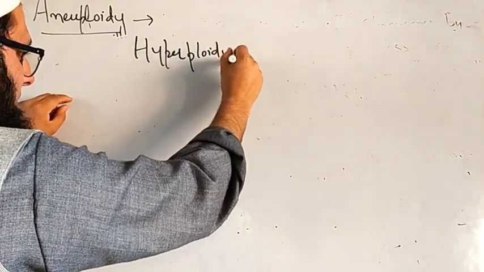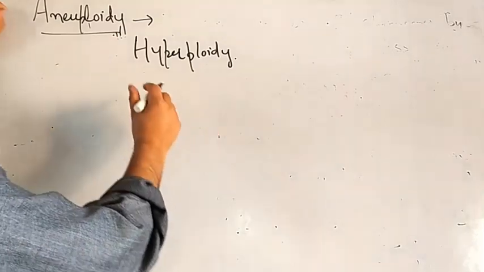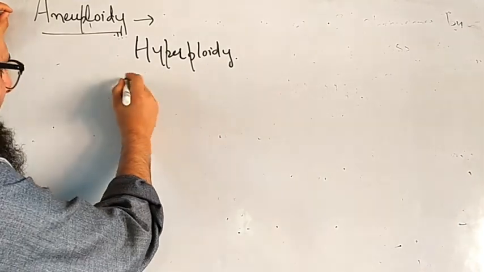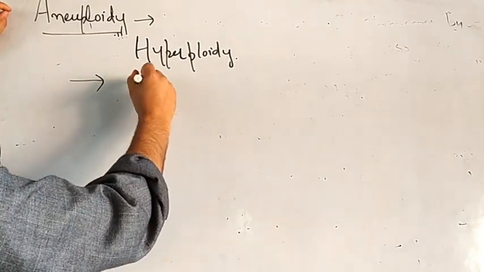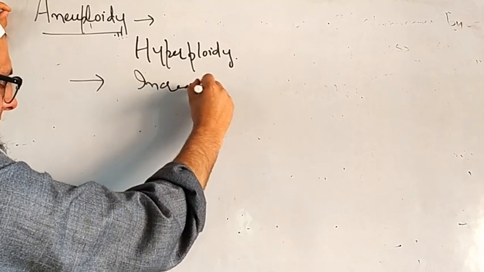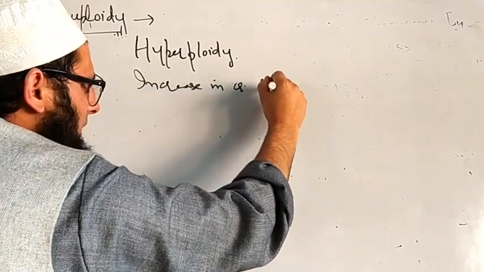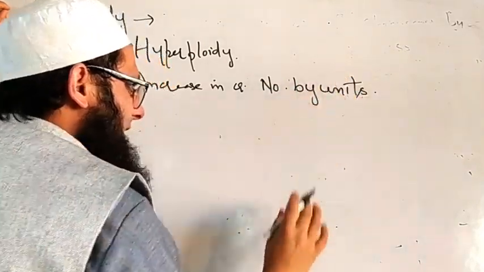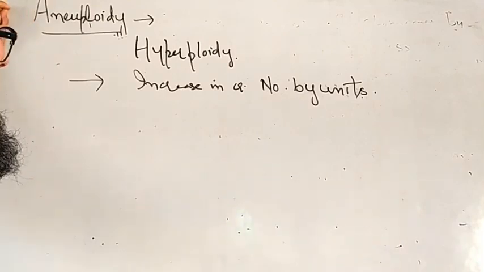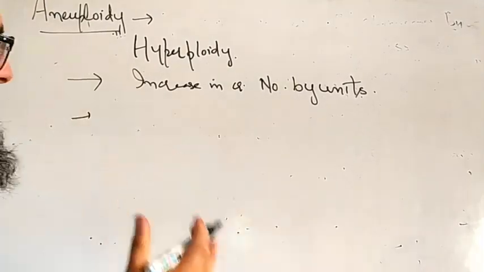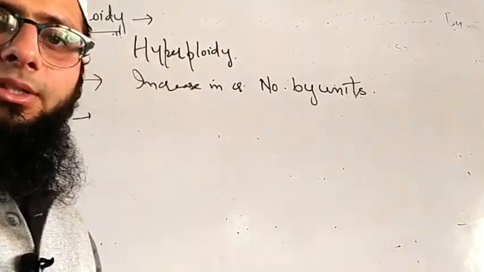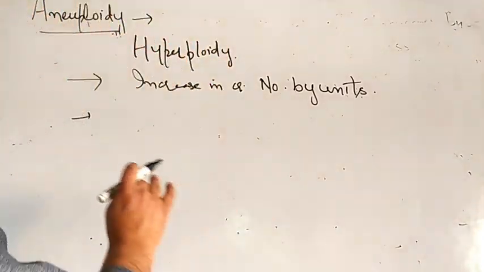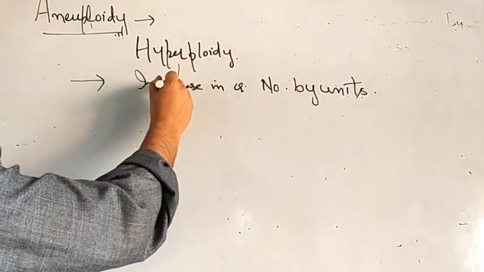Hyperploidy. So dear guys, in case of hyperploidy, the term itself indicates something has increased over here. So what increases? The chromosome number is increased. Increase in chromosome number by units, not the entire set, otherwise the condition will become polyploidy, right? So here we have got the addition of the chromosomes. Addition of the chromosomes is over there, but 1 or few chromosomes are added upon, not the entire set. Okay, so let's see its types.